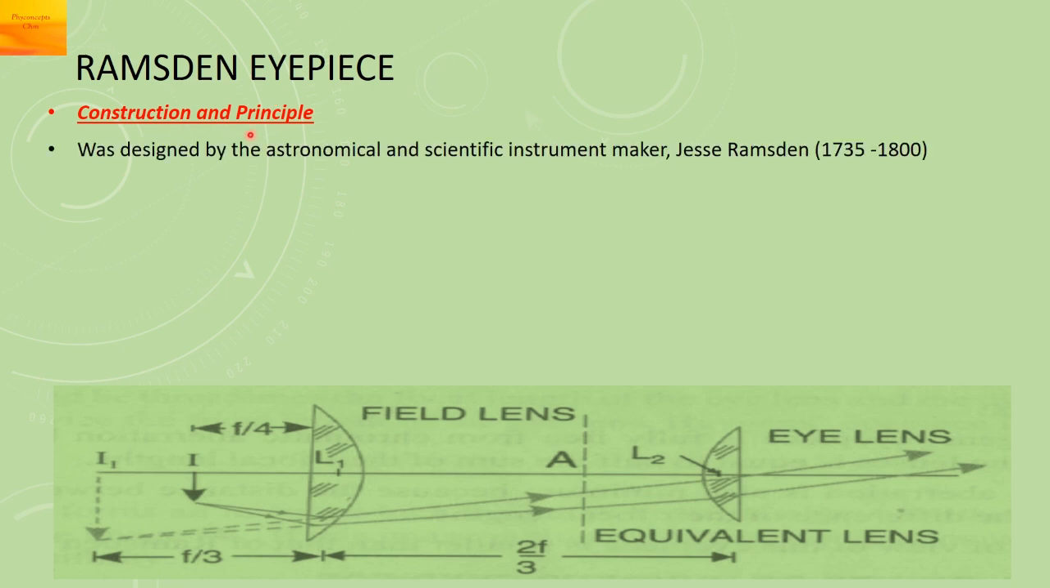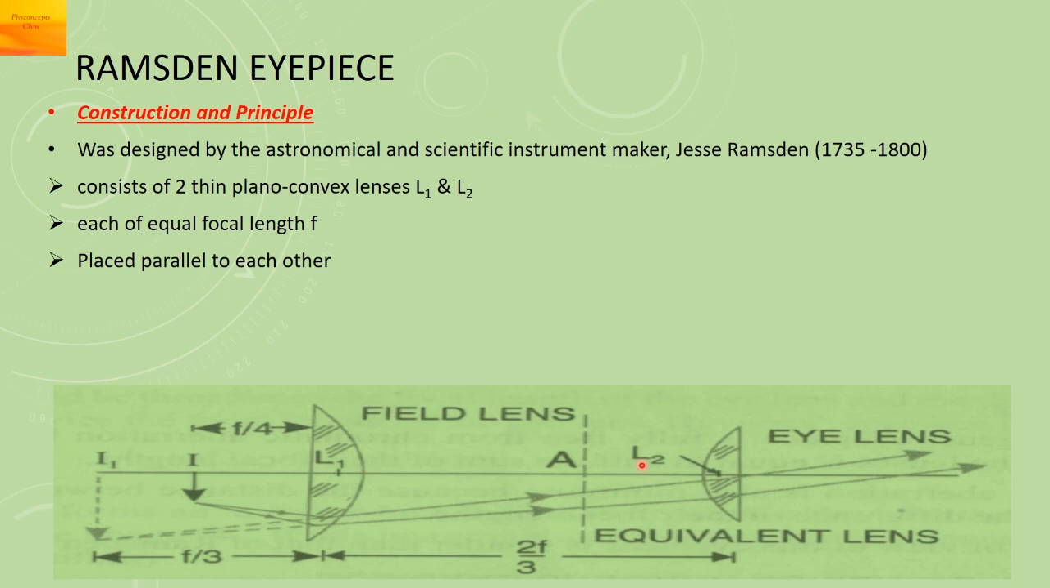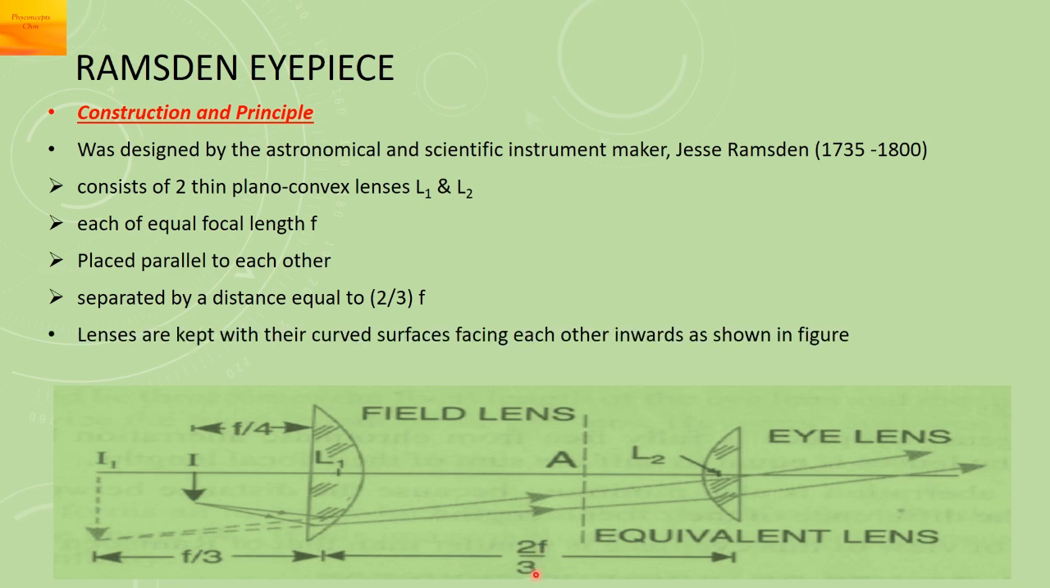Construction and principle. It was designed by Ramsden. It consists of two thin plano-convex lenses, L1 and L2, each of equal focal length f, placed parallel to each other, separated by a distance 2f/3. The lenses are kept with their curved surfaces facing each other inwards, so that reduces the spherical aberration.